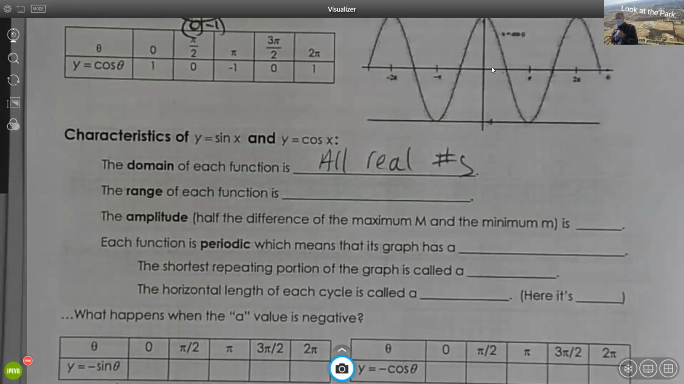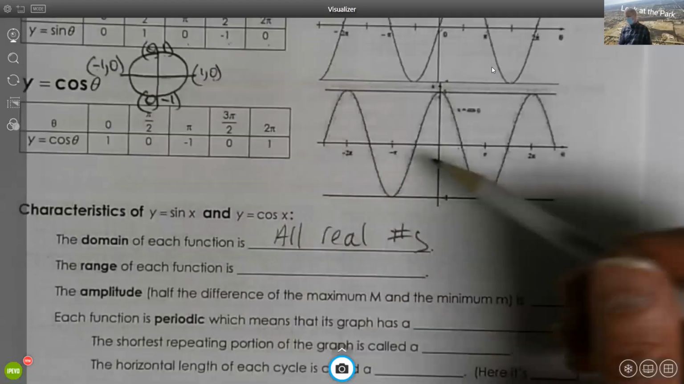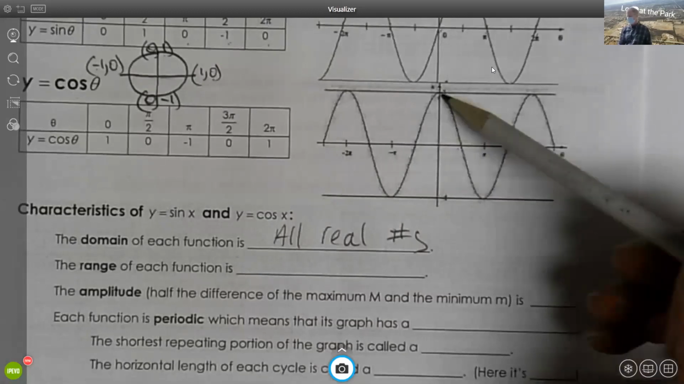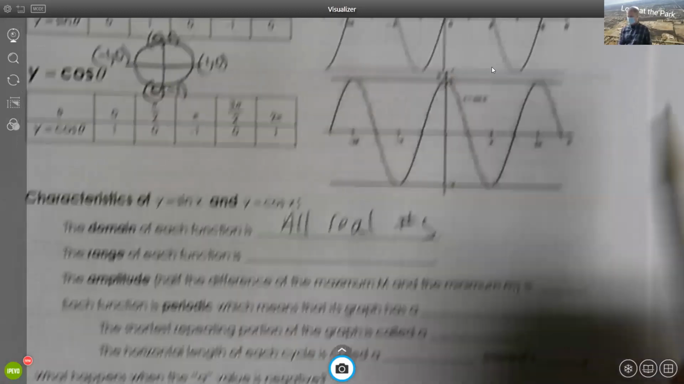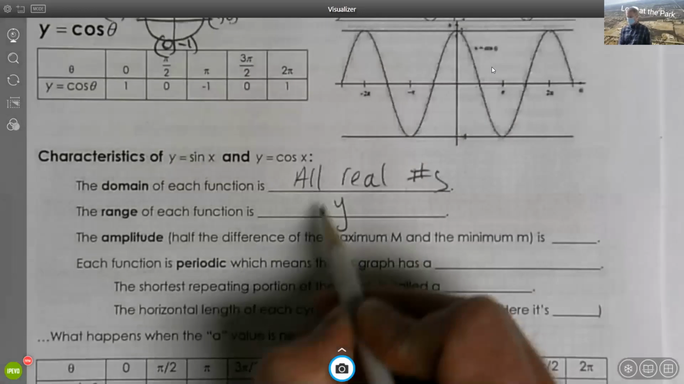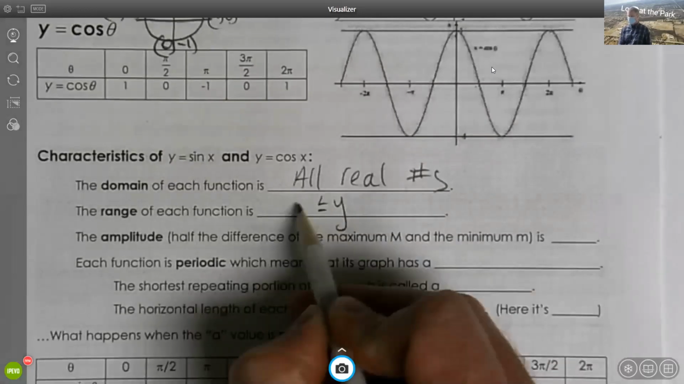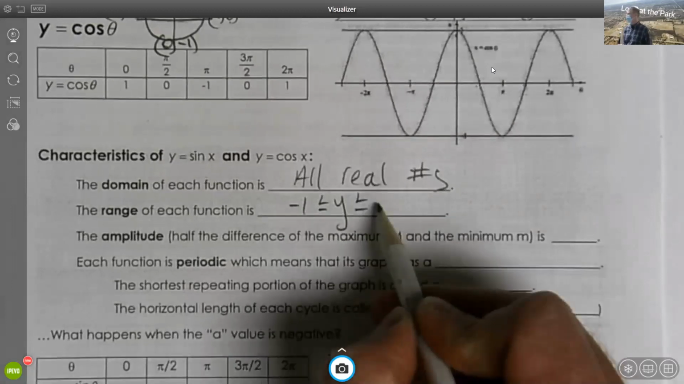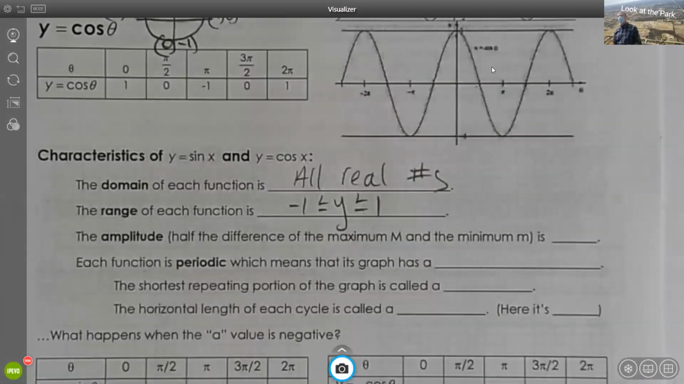The range, as we have talked about before, has a high point of 1 and a low point of -1. So your y values are greater than or equal to -1, but less than or equal to +1. And we've recognized on the unit circle that all the coordinates for sine and cosine are between 1 and -1.